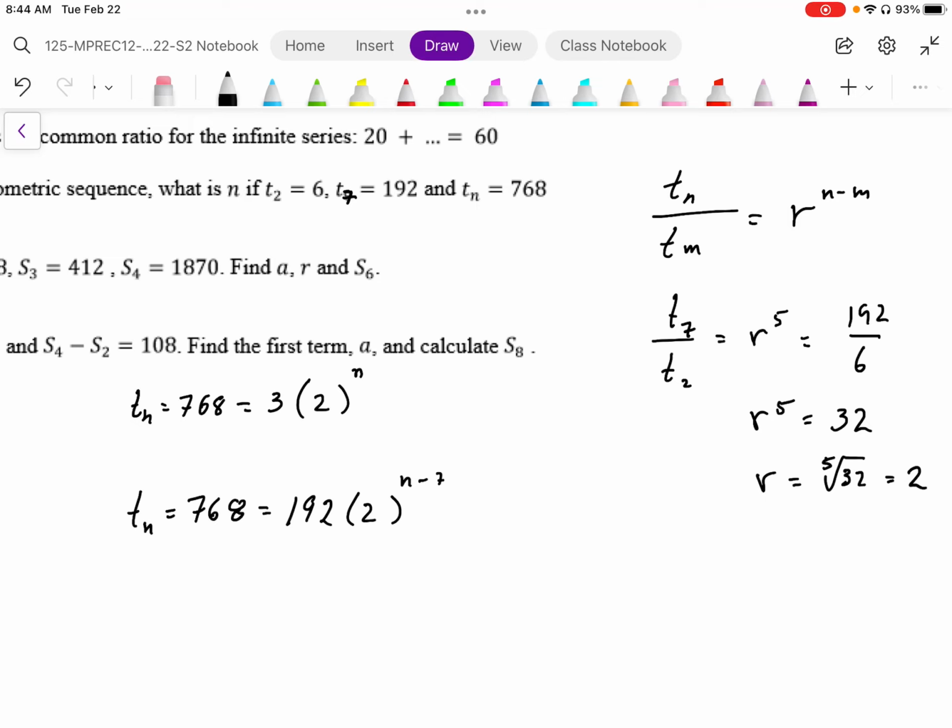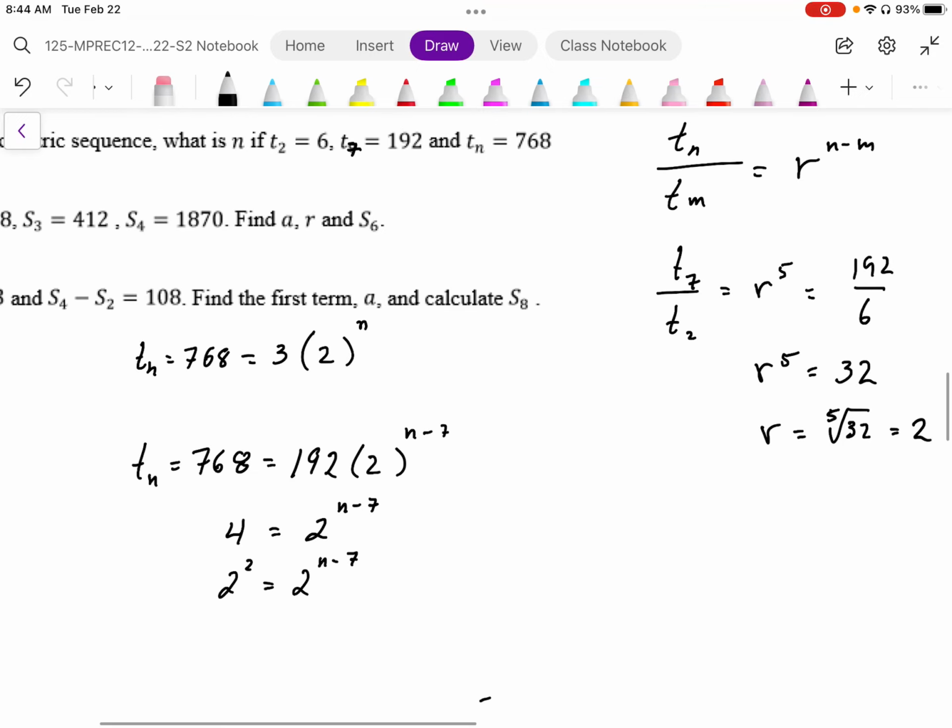We could have started at T2, and then it would have been n minus 2. So solving this, when I divide this out, I get 4 is equal to 2 to the power n minus 7. I can equate the exponents. I could use logs as well. So I know that 2 is equal to n minus 7. That makes the n value equal to 9.